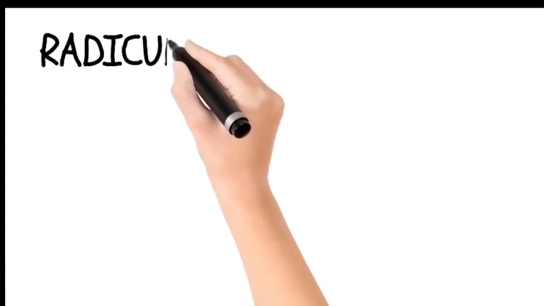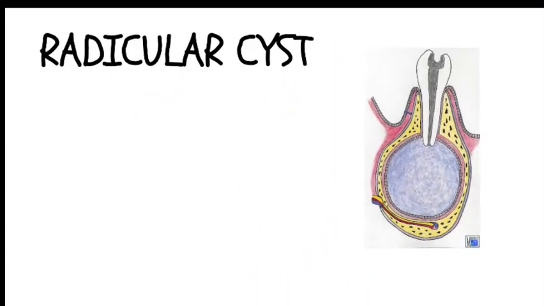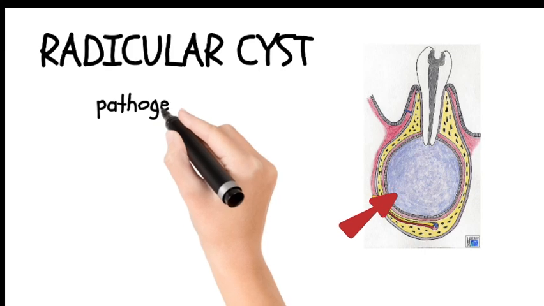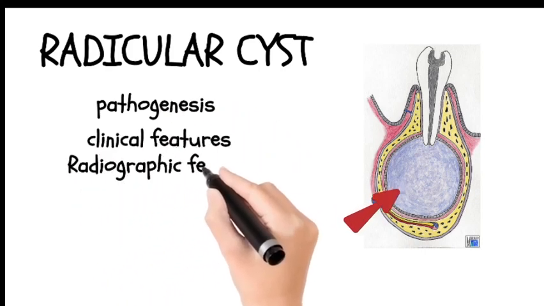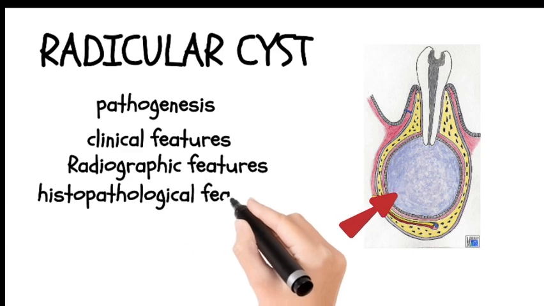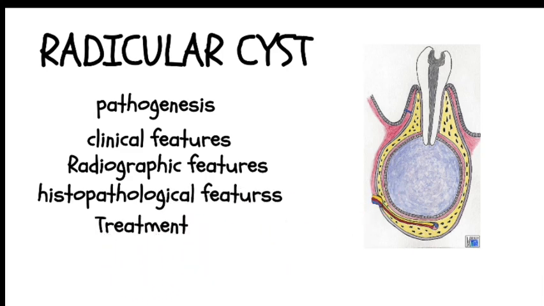Hey everyone, in this video we will be discussing the radicular cyst. In this diagram you can see that at the apex of the tooth there is an enlarged cyst, which is a radicular cyst. The headings under which we are going to cover the radicular cyst are its pathogenesis, clinical features, radiographic features, histopathological features, and last one, the treatment.